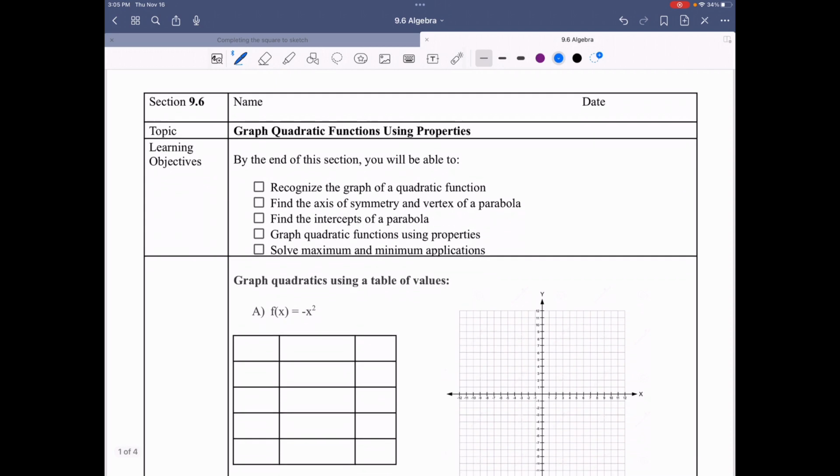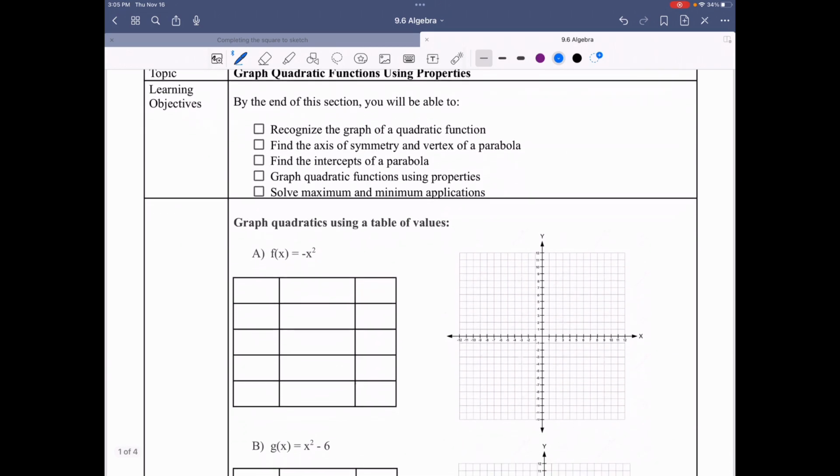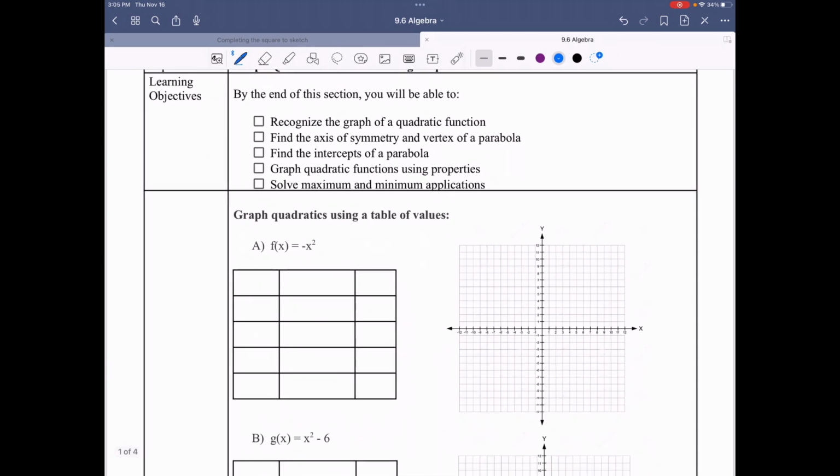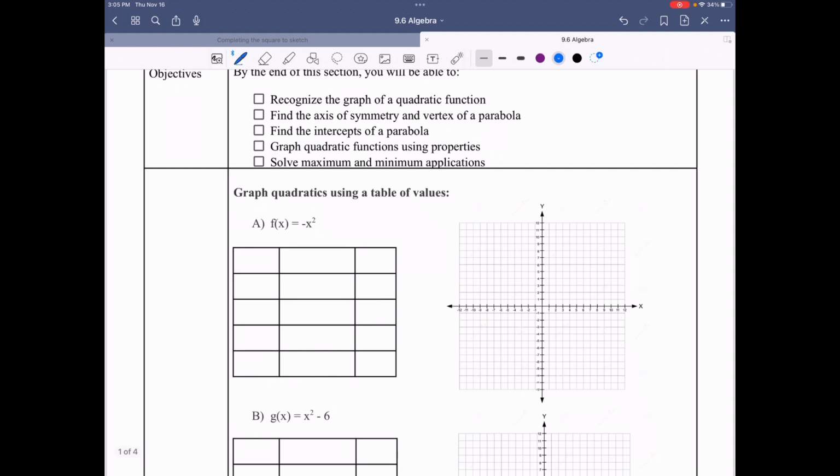By the end of this section, you will be able to recognize the graph of a quadratic function, find the axis of symmetry and vertex of a parabola, find the intercepts of a parabola, graph quadratic functions using properties, and solve maximum and minimum applications.